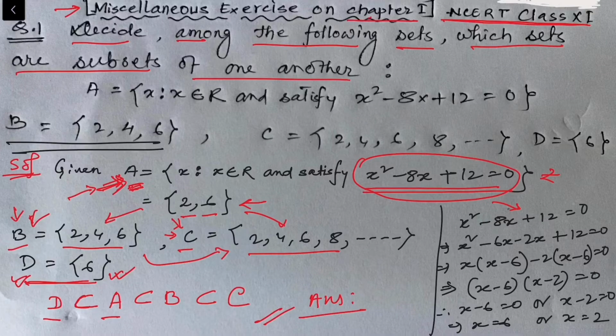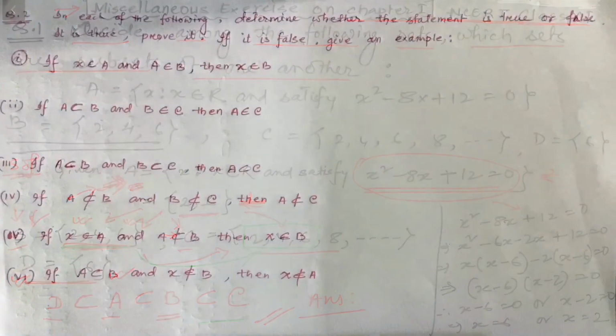Then again A is a subset of B, because 2 and 6 are present in set B also, then B is written, and all the elements in set B, 2, 4, 6, are present in set C. Yes, that's why B is a subset of C. Okay, that's how we can solve. Now let us solve question number 2.